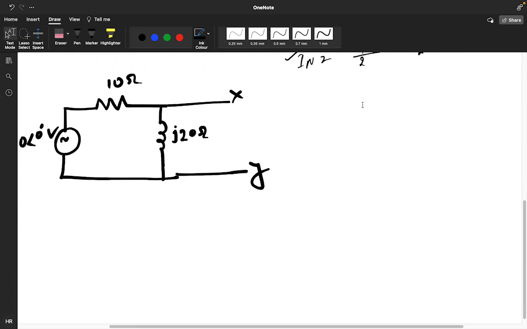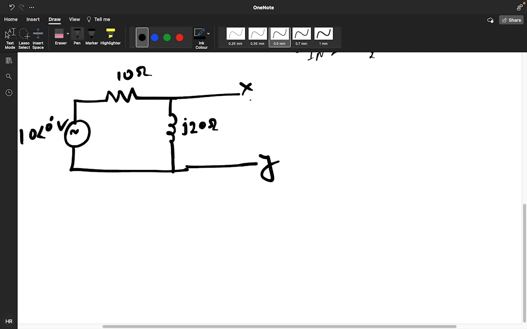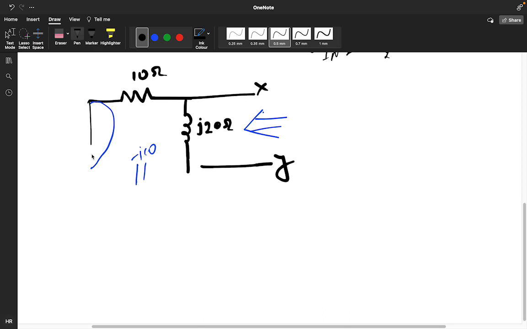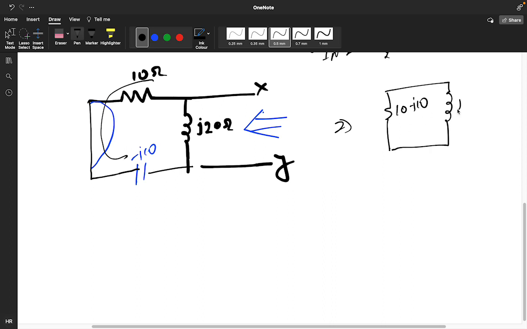Now you got the value of IN, and for finding the value of R equivalent, what do you have to do? Same thing here. Assume this part is minus J10. For finding the R equivalent, you have to look from here. This will be short circuited because it is an independent voltage source. Now these two are in series, so 10 minus J10, and this is your inductor J20.